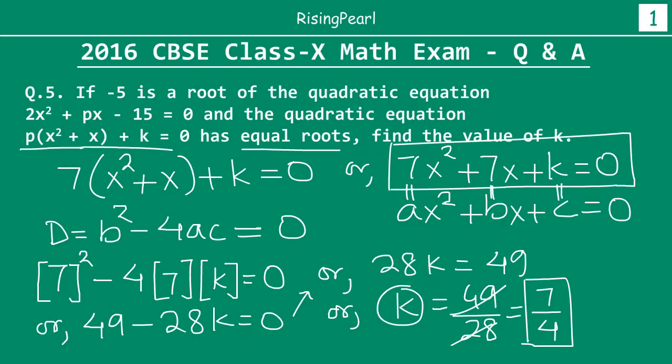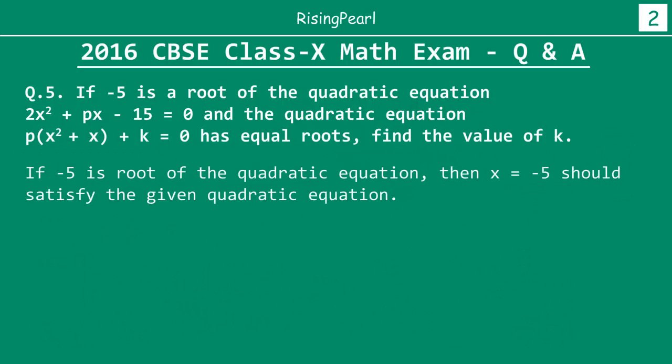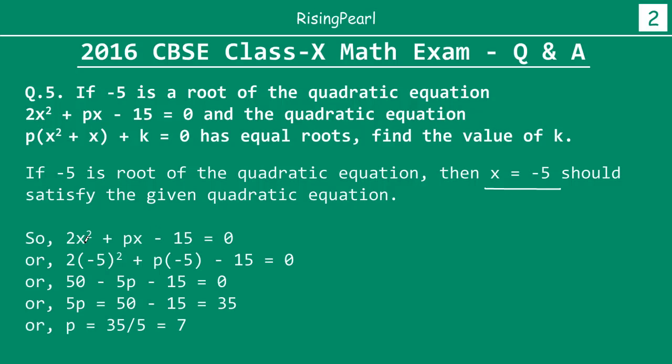So like we always do, let's find out if this were to be in your test, how you would like to actually write this question. How are you going to answer this question? You're going to start out by saying if minus 5 is the root of the quadratic equation, then x equals minus 5. This should satisfy the given quadratic equation. So in 2x squared plus px minus 15 equals 0, instead of x, we are going to replace x with minus 5. And when you do that, you get p equals 7, like we have seen just now.